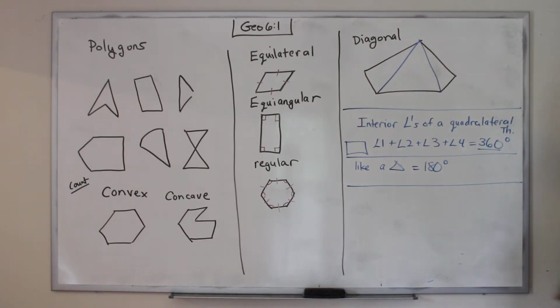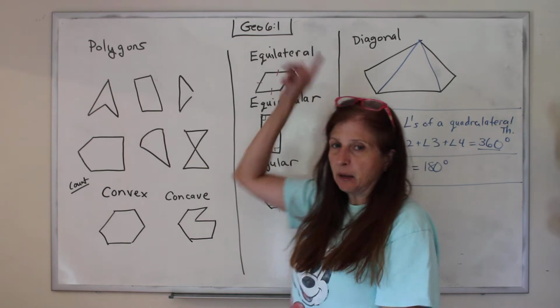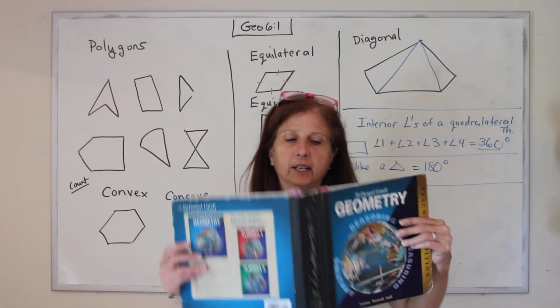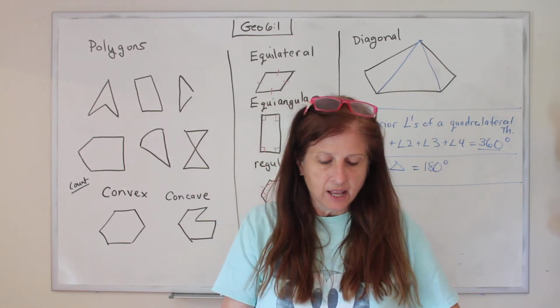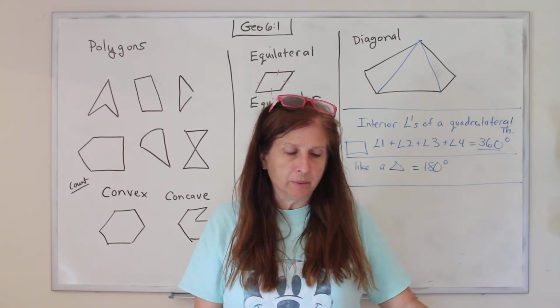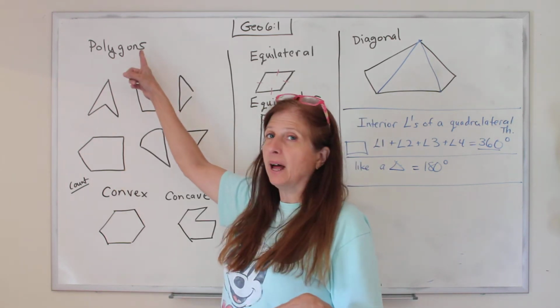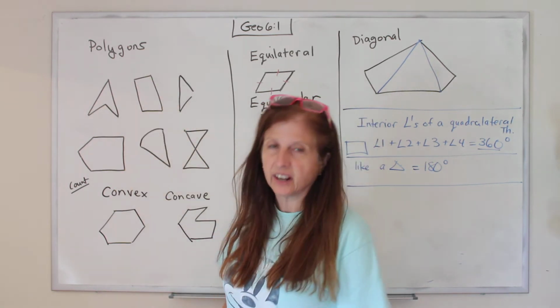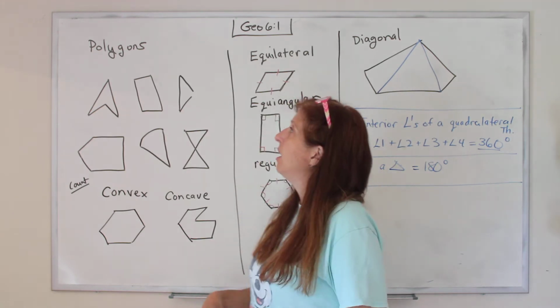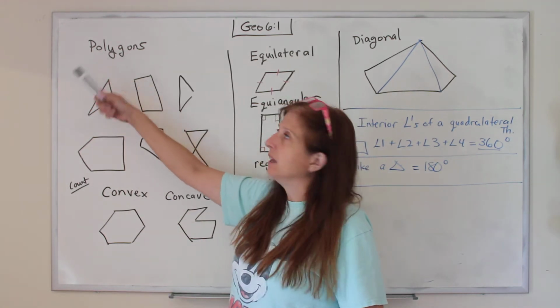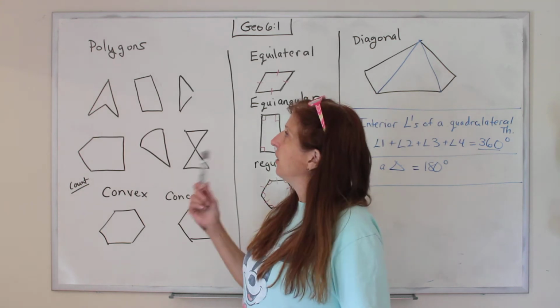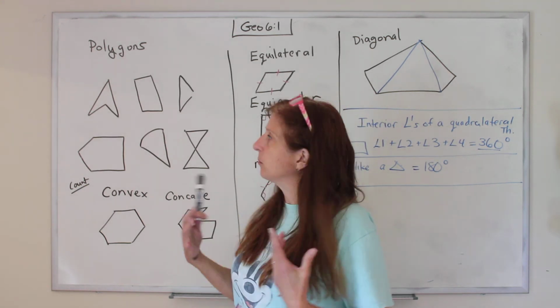Welcome back to Geometry, new chapter, chapter 6, section 1 in this book. And today we are going to be talking about polygons. They sound fun to say, like pollywogs, but polygons. Poly means many. Gons, sides. So polygons are figures with many sides.